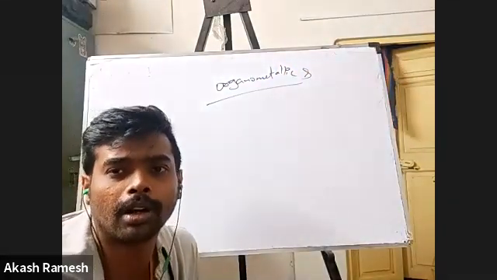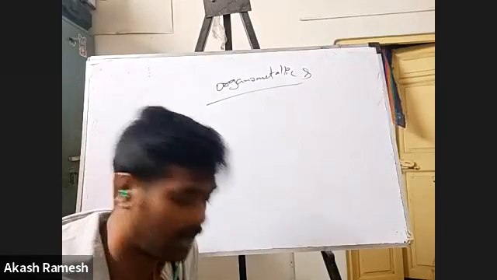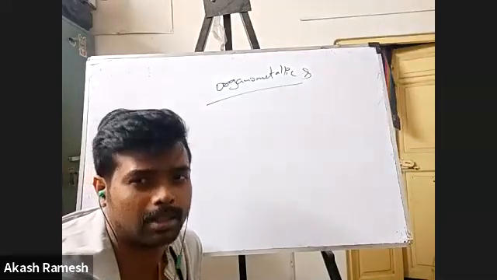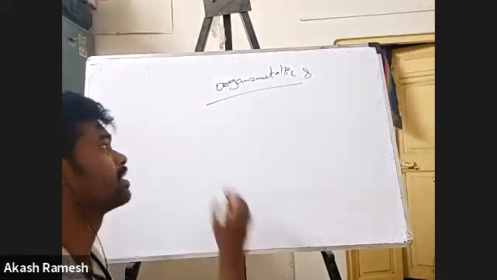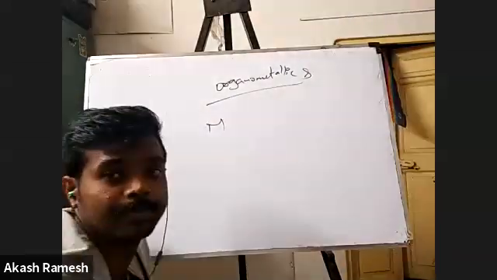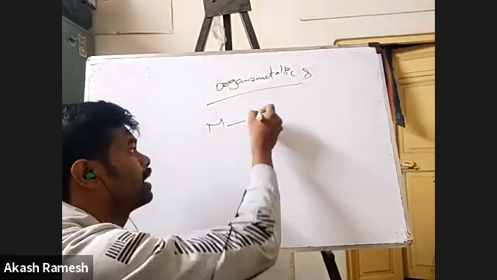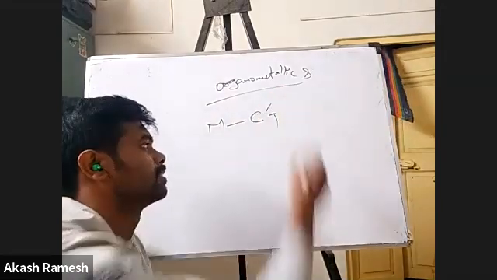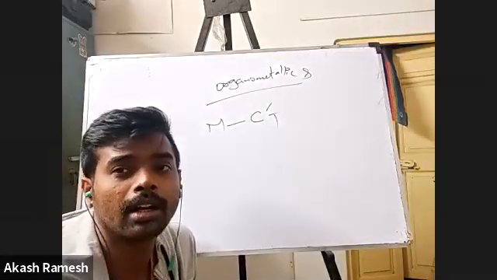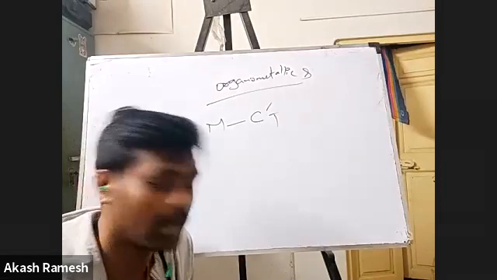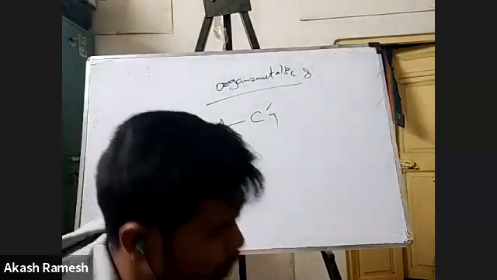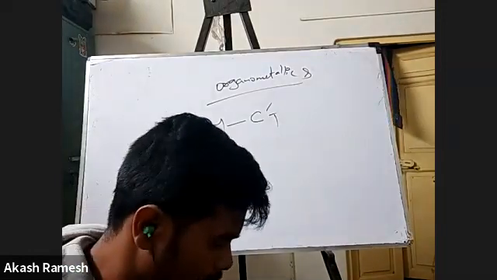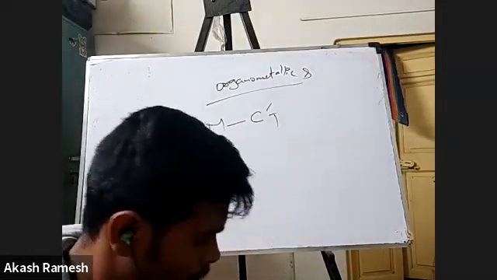organometallics, or it's also called organometallic compounds, right? I think from the name itself you'll be able to understand what this means. What you have to understand is I should have a metal, and that should be attached to a carbon fragment. It can be anything. We will look into how the bonding happens, and the different types of organometallic compounds.